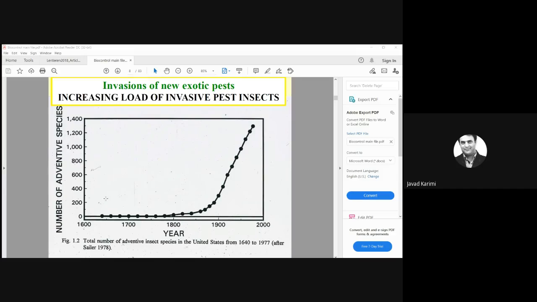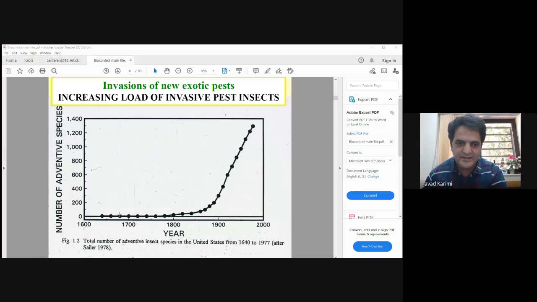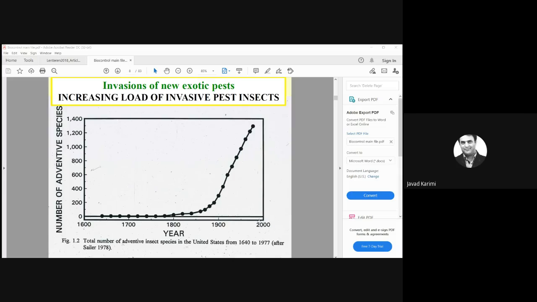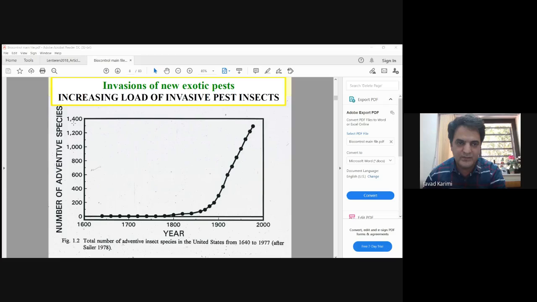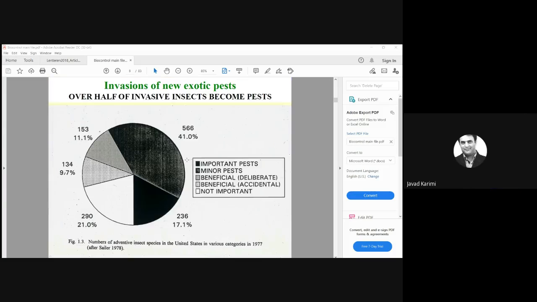This is a graph showing the increase of invasive and exotic pests in the world during 400 years. You can see an increase in the number of exotic pests. You can see that till the year 2000, about 104 thousand insect pests invaded the United States. This data is about the United States. We have similar data for other countries that show the new and exotic pests which require new control techniques.